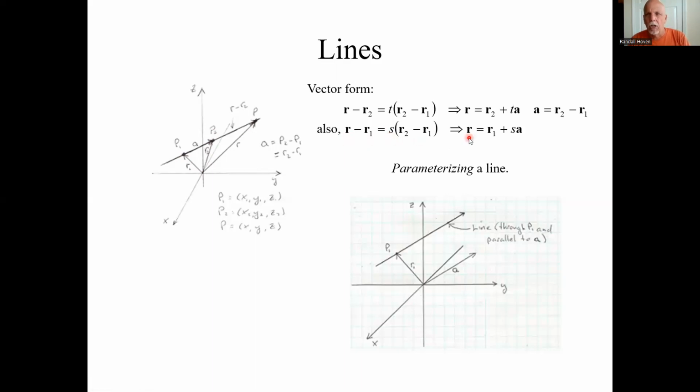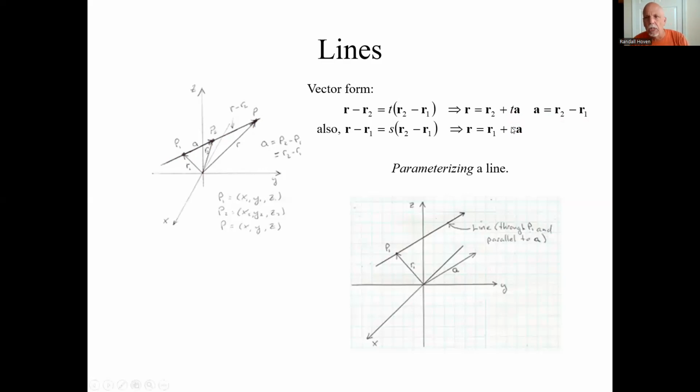I have an R, the position vector to the point, is some given position vector to a given point on the line, plus a parameter times A, where A is the parallel vector, which you get by differencing any two position vectors on there. Sorry I didn't explain that super well, but that's how we parameterize the line. These parameters, T or S, usually we're using T, would be a number that goes from minus infinity to infinity. And that gives you all the points along the line.